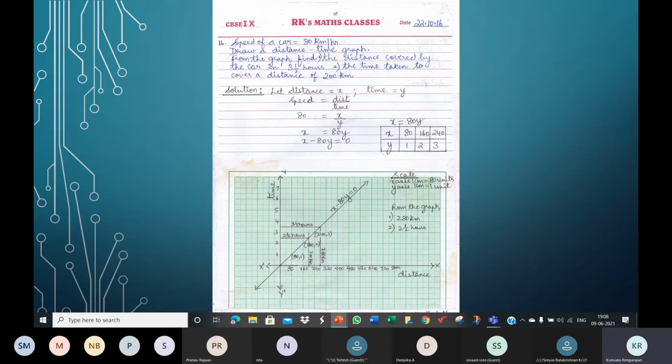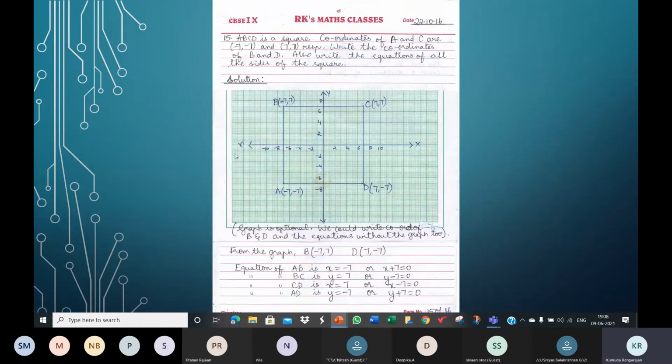I hope we remember we discussed this one in the last class. Given the speed of the car, how we need to go about preparing a distance time graph. I think we were talking about this one.